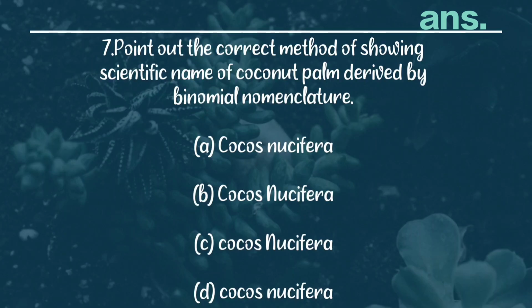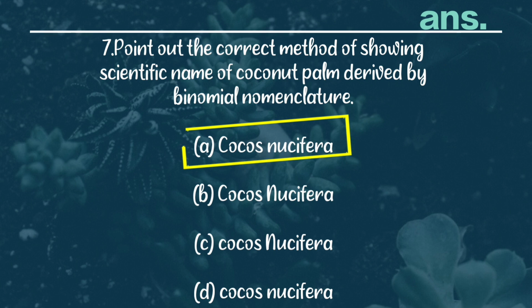7. Point out the correct method of showing scientific name of coconut palm derived by binomial nomenclature. A. Cocos nucifera, B. Cocos nucifera, C. Cocos nucifera, D. Cocos nucifera. And the answer is A. Cocos nucifera.